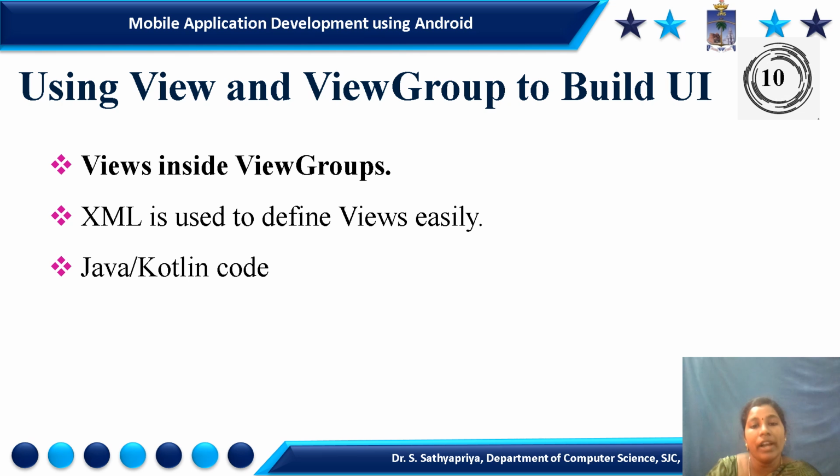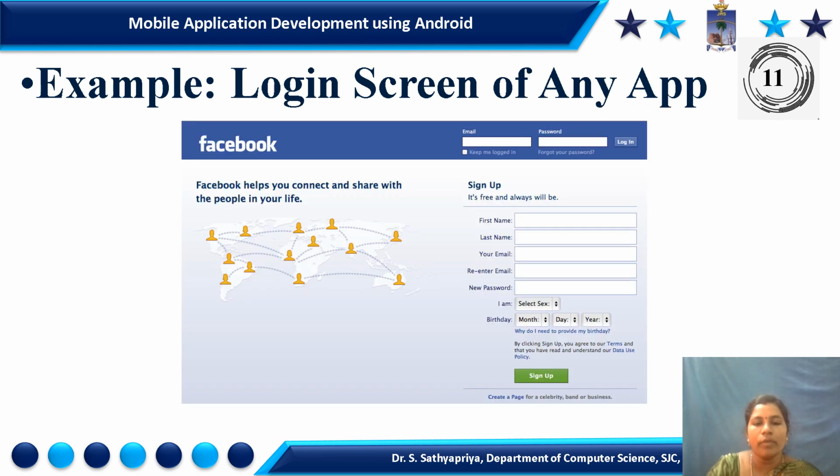To build UI with the views and view groups, XML is used to define layouts easily without writing Java or Kotlin code. Java or Kotlin is used to handle user interaction like clicks, gestures, and keyboard inputs. Let's take a real-time example of how view and view group work together in a popular application, the Facebook login screen. How the Facebook login screen uses views and view groups.